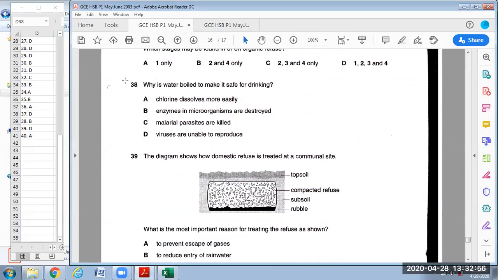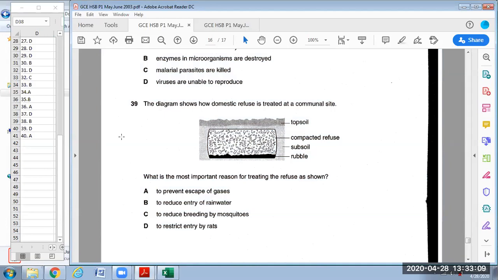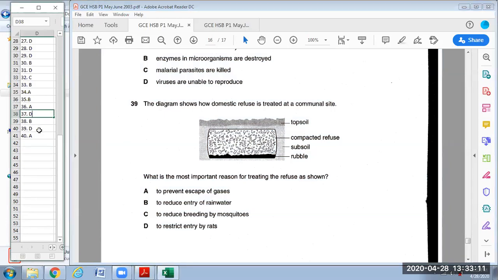38. Why is water boiled to make it safe for drinking? The answer is B. Yeah, to kill the bacteria or microorganisms. 39. The diagram shows the domestic refuse is treated as a communal site. Which is the most important reason for treating the refuse as shown? The answer is D. To restrict entry by rats.